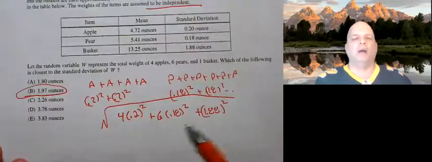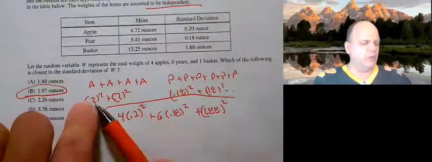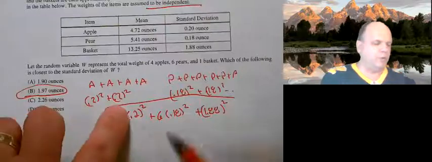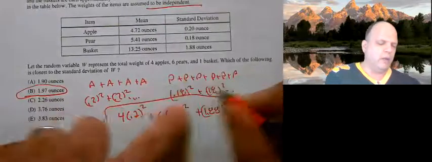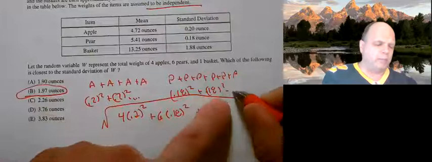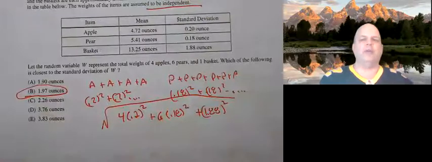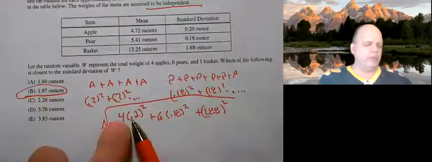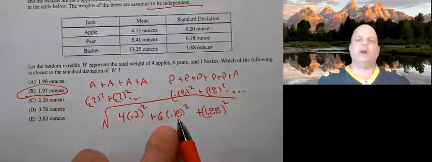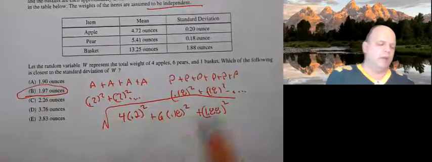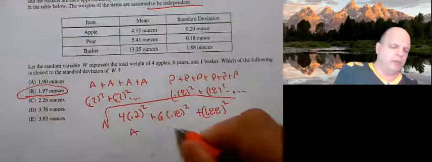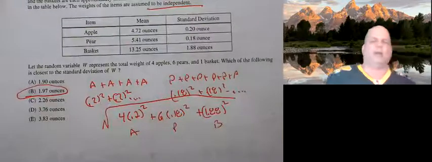Okay. So once again, 0.2 squared plus 0.2 squared plus 0.2 squared, dot, dot, dot. 0.18 plus 0.18 plus dot, dot, dot, 6 times. So this is my 4 times the 0.2 squared. This is my 6 times my 0.18 squared. This is my basket. Apples, pears, basket. Okay. All right, next question, number 33.